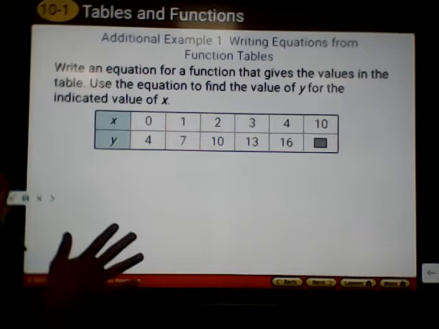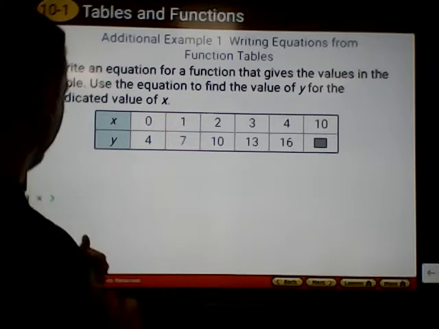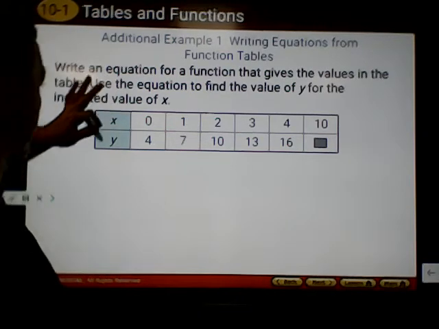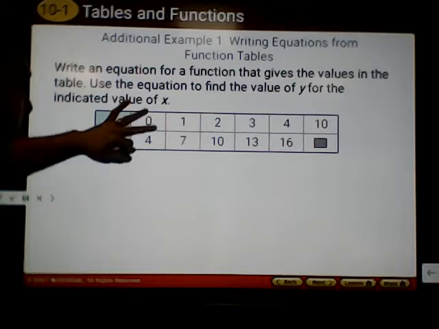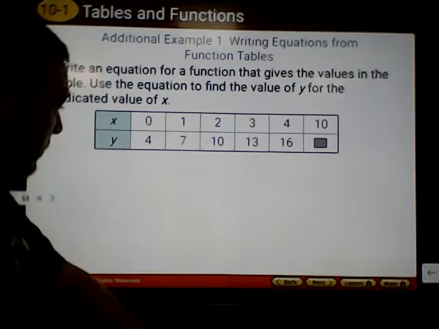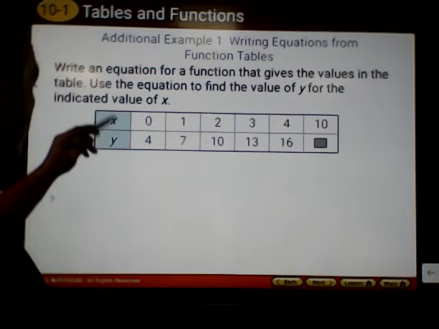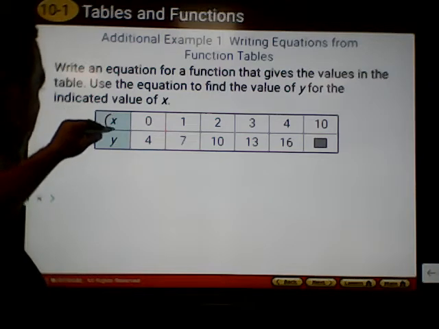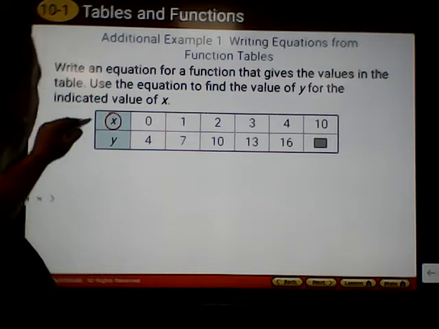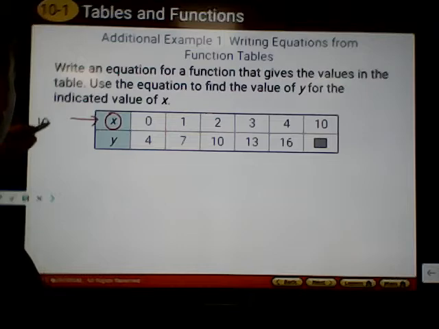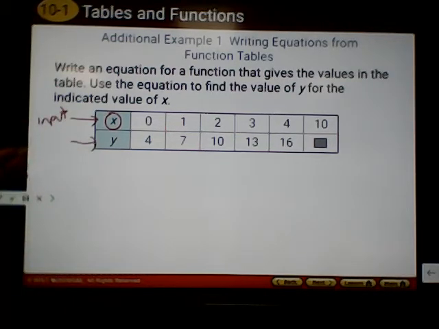I don't know that there's an easier way to explain it except for this way. And if there are other ways your parents can explain it, that's fine. Whatever is easier for you to understand is the way you need to learn it. But I will tell you this. You always start with your x, that's your input. This is always your input. And this is always your output.